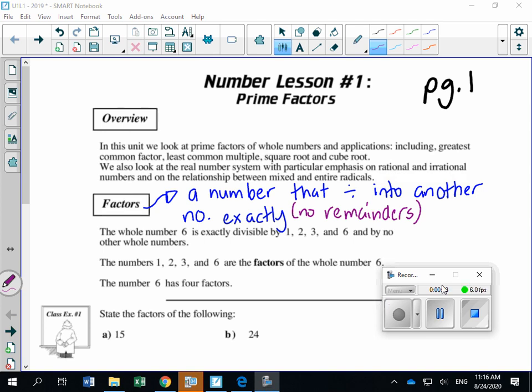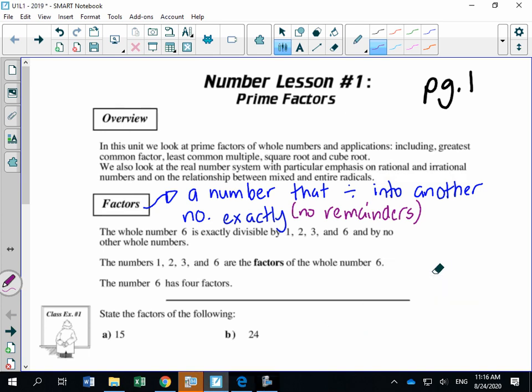Good morning, grade 10s. We're going to be working through the first lesson from the unit Numbers and Exponents. The first lesson is on page 1 of your workbook, so you can open up to that page. I just want to remind you that anything that I write down, anything that I highlight, I expect you to do the same.